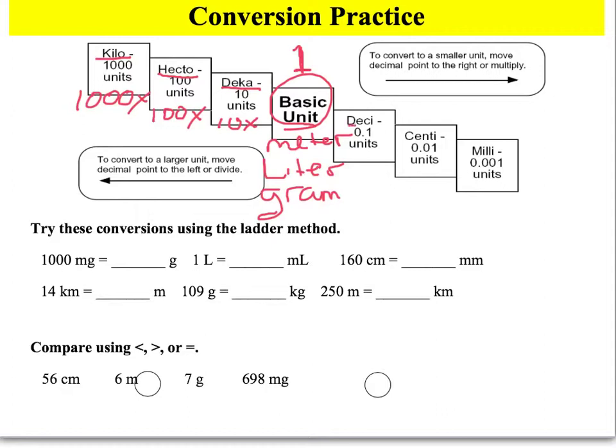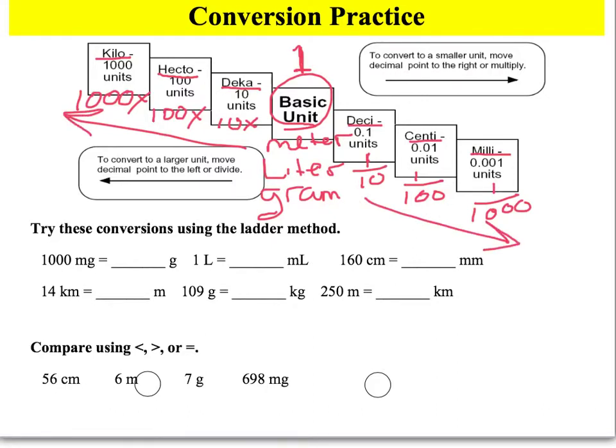Then we have deci, and deci is 1/10, so it's in the tenths place, and it's 1/10 the size of the base unit. And then centi, which is 1/100th, it's in the hundredths place, and last is milli, which is 1/1000th. So everything is either that many times bigger or this many times smaller than the base unit. So anytime you're converting, you're either multiplying or dividing by units or multiples of 10.